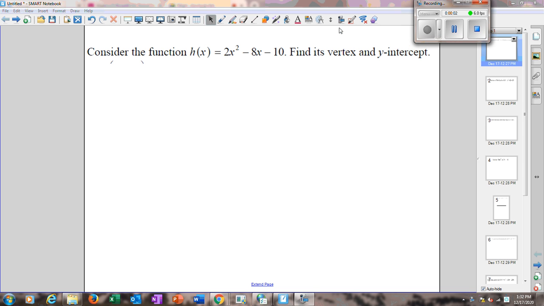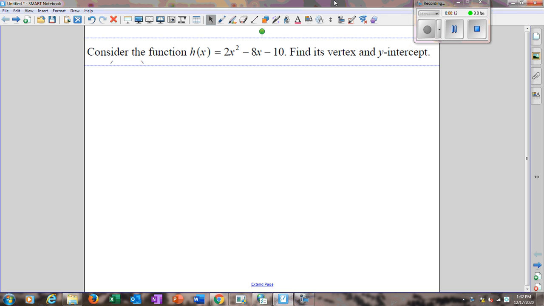All right, so the first type of question that we could look at is one where it asks us to find the vertex and the y-intercept. If you remember, the way that we had to do these ones was using completing the square. But you can't complete the square whenever there is a 2 out in front, or whenever there's any coefficient out in front. So we first have to start this problem out by factoring a 2 out.